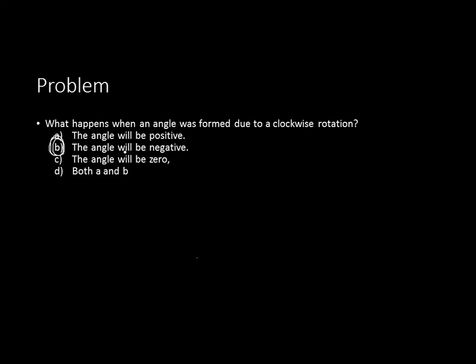This is actually our first discussion about degrees and radians. So let's just say this is your initial side. Once you rotate counterclockwise, your angle will be positive. However, when you start rotating clockwise, then the angle will be negative. So what happens when an angle is formed due to clockwise rotation? The angle will be negative. Okay. Next question.